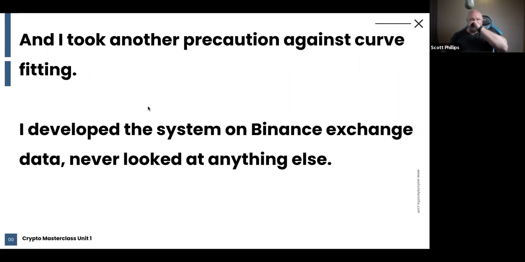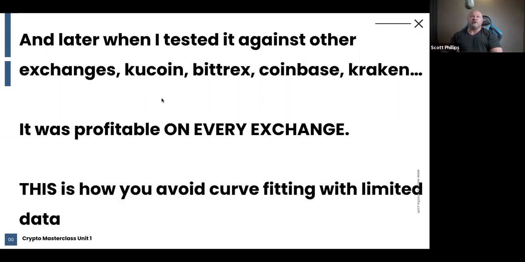So the precaution I took against curve fitting was I developed a system on Binance exchange data. I never even looked at any other exchanges. And I did this on purpose. We call this out of sample data. It's a concept from a quant trader called Bob Pardo. And so later on, when we'd finished the system, we took that set of rules and plugged it into every other exchange we could find. And it's profitable on every exchange, just a question of degree. And that gives me a huge amount of confidence in it. That tells me that we're probably on a winner.